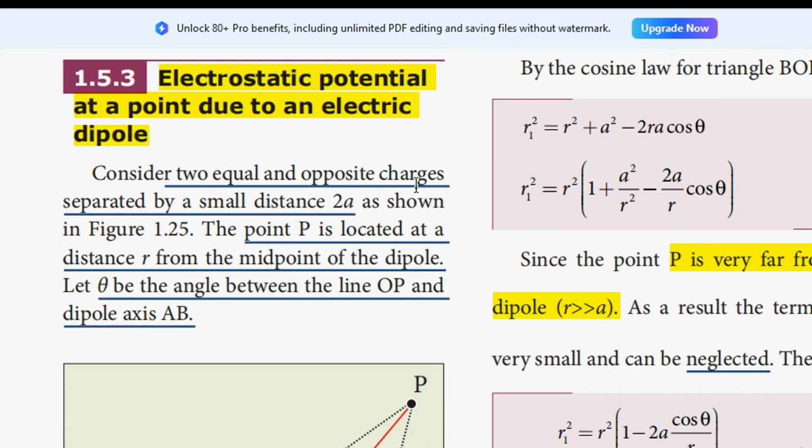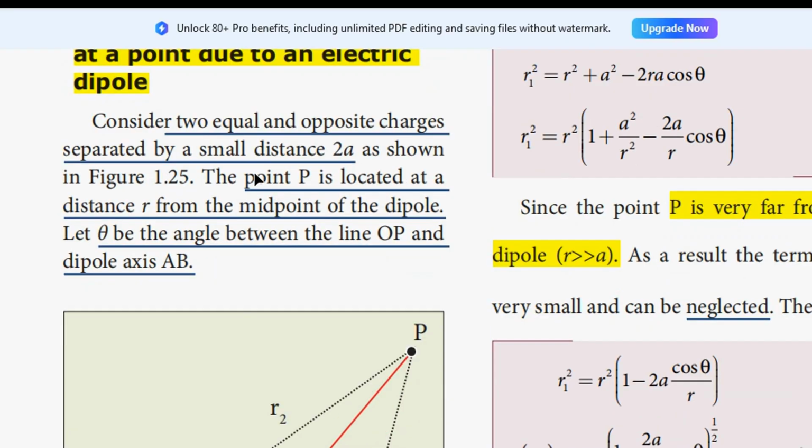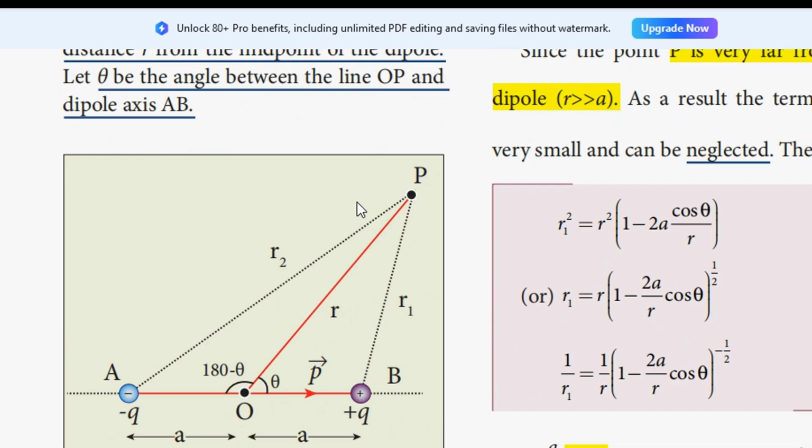Then you have this topic, electrostatic potential at a point due to an electric dipole. For this, let us consider two equal and opposite charges separated by a small distance 2a, as shown in this diagram. There are two charges plus q and minus q separated by a distance 2a.